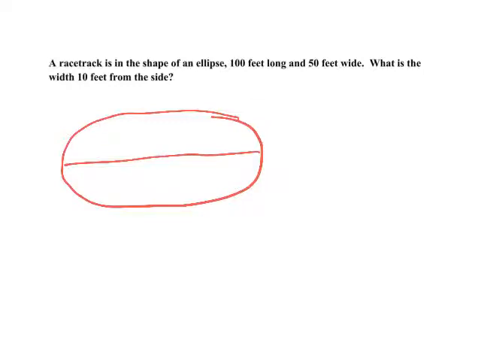All right, this is our last example problem. This is about an ellipse, and we have a racetrack in the shape of an ellipse. So I'm going to draw a picture of a racetrack, and it says it's 100 feet long and 50 feet wide. So I'm going to put the center, of course, and this will be my coordinate plane. This will be 0, 0. And like we said, it's 100 feet long. So this is 50 and 50, and 50 feet wide. So this is 25 and 25.